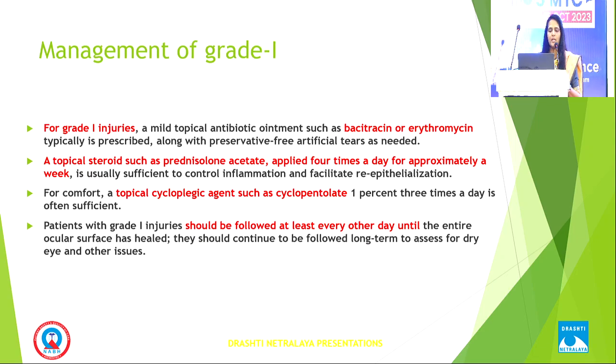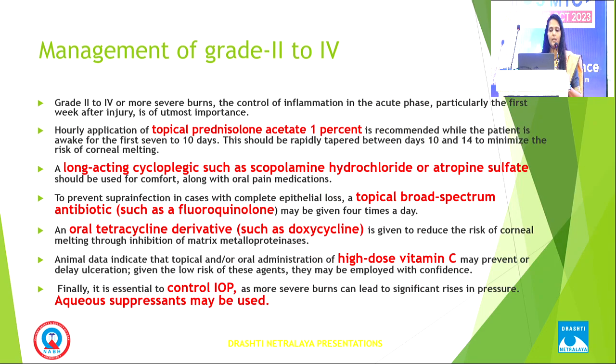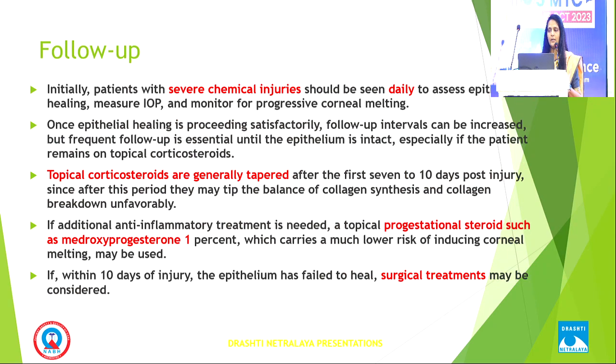The management of grade 1 chemical injury is usually simple: erythromycin or bacitracin eye ointment, or sometimes we may have to support with topical steroid along with topical cycloplegic, but it should be followed up on alternate days. Whenever there is grade 2 to 4, we can support with topical steroid, long-acting cycloplegic, sometimes scopolamine. It's very difficult to give scopolamine, so we give a simple cycloplegic. Topical broad-spectrum antibiotic, and oral tetracycline works very well here, and we have to take care of IOP control and high-dose vitamin C fortified in any soothing drops, which works very well.